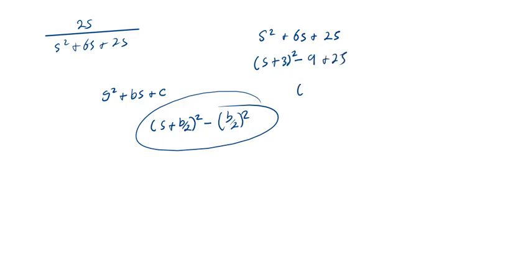So what does this simplify to? You have s plus 3 squared. This will be minus 9 plus 25. Is it 16? We'll have plus 16 there, like that. Minus 9 plus 25, we have 16. So it simply means that's basically what we can substitute right here on what?